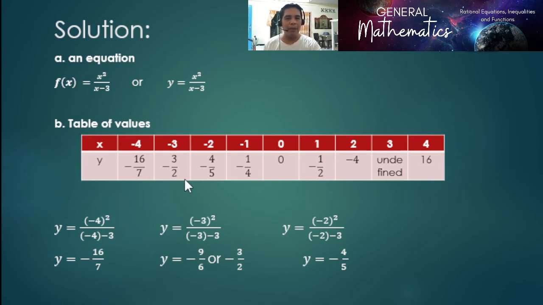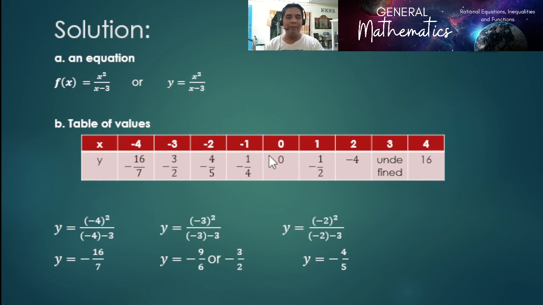No? Dito sa pangalawa, we replaced x with negative 3. So, negative 3 squared is 9. And negative 3 minus 3 is negative 6. So, we have 9 over negative 6, which is equivalent to negative 9 over 6. Always remember, na sa fraction, we reduce to the lowest term. So, it becomes negative 3 over 2. And sa third example natin, we replaced x with negative 2. No? Both the numerator and denominator. So, we get the answer, negative 4 over 5. So, gagawin niyo yan sa lahat ng values ng x to complete the table.